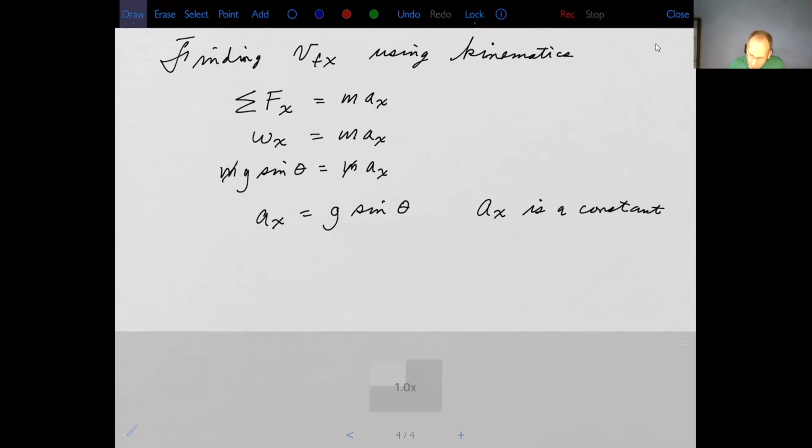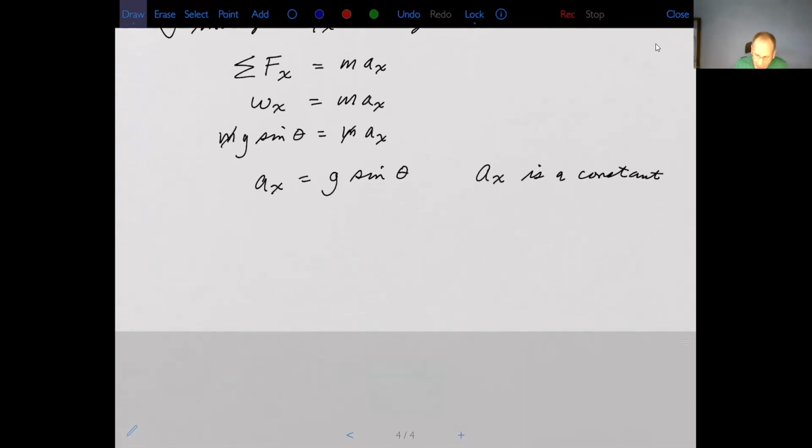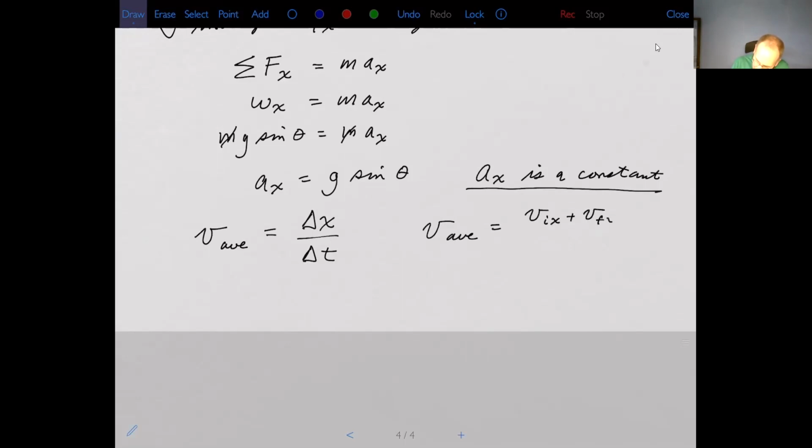Now we can compute the average velocity two different ways, and this is exactly the same thing we did in lab 2. I can say that the average velocity is equal to delta x over delta t. That's the definition: a displacement divided by the time. Or, because I know that the acceleration is constant, I can also say that the average velocity is equal to the average of the initial and final velocity, so I can add them and divide by 2. That's only true if the acceleration is constant, but we know it's constant in this case.